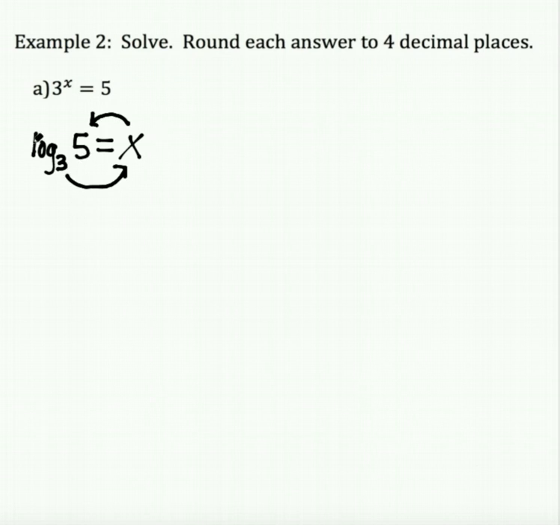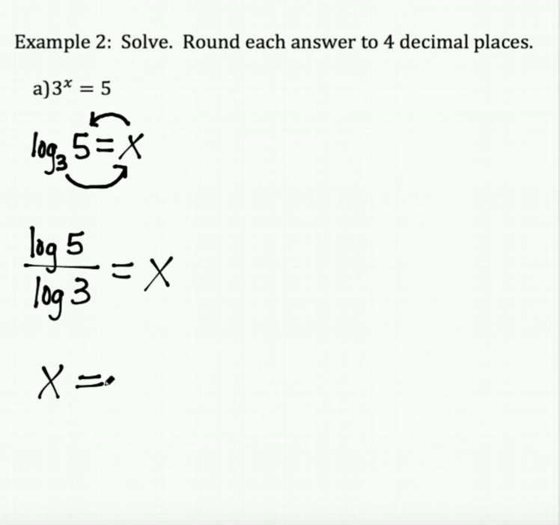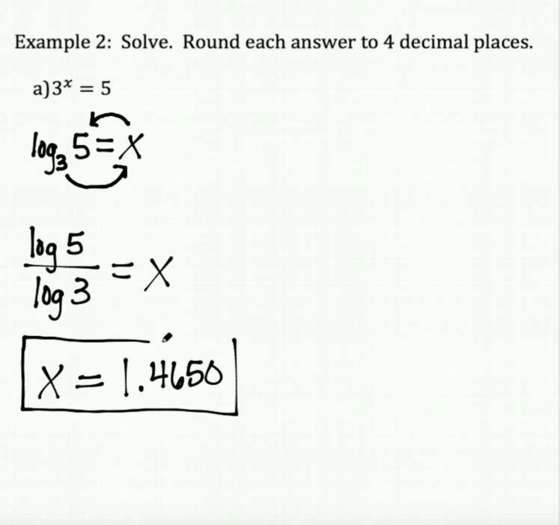That allows me to take this log base 3 of 5 and use the change of base formula to rewrite it as log of 5 over log of 3 equals x. Then I can simply type in log of 5 divided by log of 3 in my calculator and round it to 4 decimal places. So that's going to give me x is approximately equal to 1.4650. All right, again, that's one way to solve this problem.